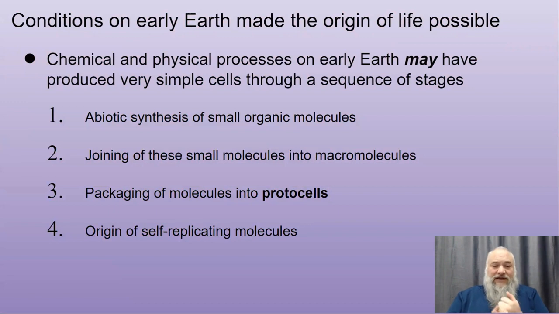One, abiotic synthesis of small organic molecules. So small organic molecules like amino acids are made spontaneously in a pond or something, not made by a living thing. Then those molecules have to join together to form macromolecules. Then those macromolecules have to be packaged together in some sort of protocell, something with a membrane that separates it from the outside world. And then you have to be able to replicate that in order to have what we would consider to be a cell and the first life.